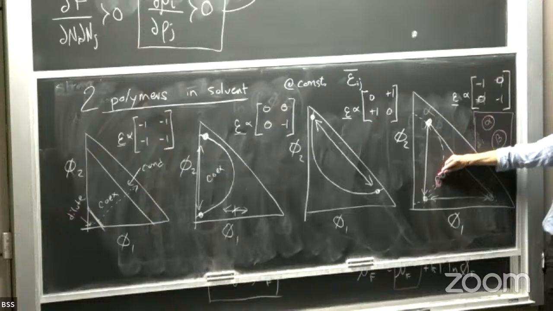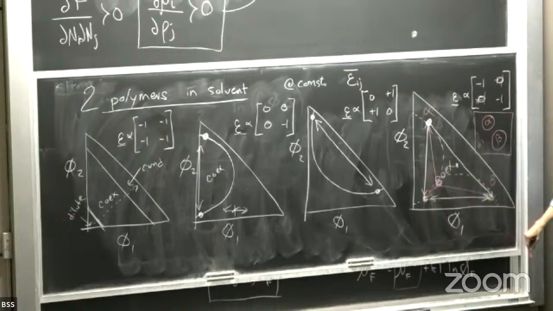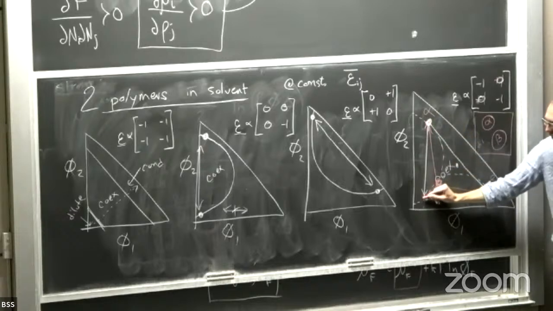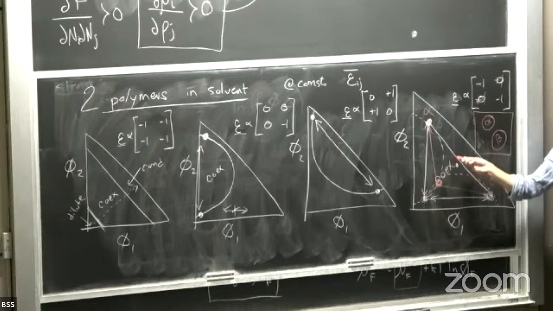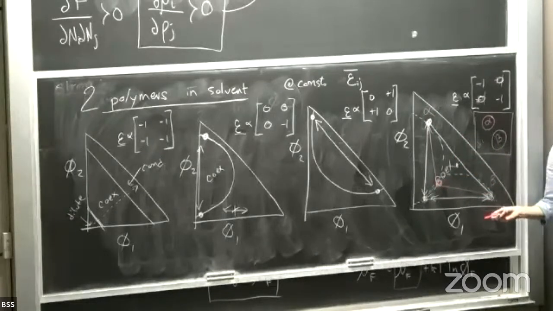This point here would separate into these 3 points, right? And the amount of polymer within each of these phases is given by these points, right? And the overall amount of phase alpha, phase beta is given by mass conservation, where you are within this triangle.